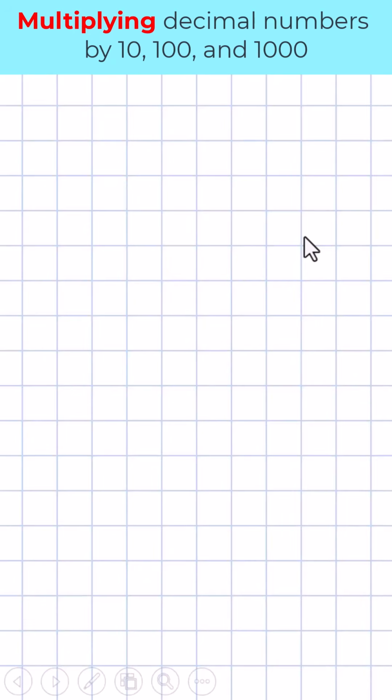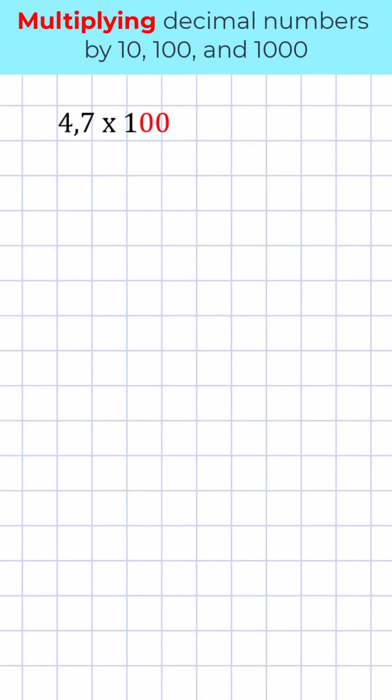Welcome. In this lesson, we will see how to multiply decimal numbers by 10, 100, 1000. In particular, we will analyze cases where the number of digits after the decimal point of the first factor is less than the number of zeros of the second factor. Let's start with the product 4.7 times 100.